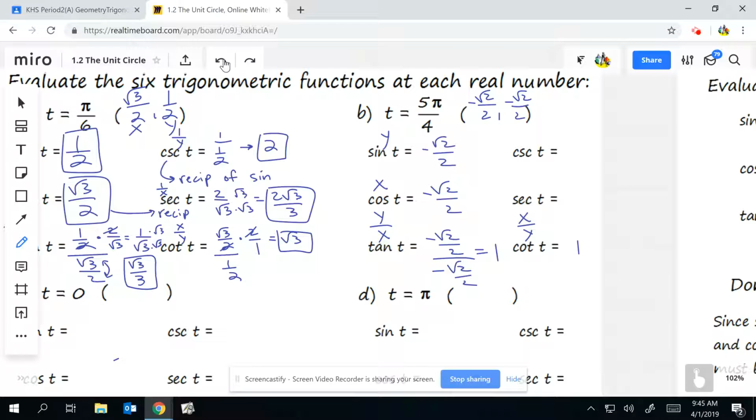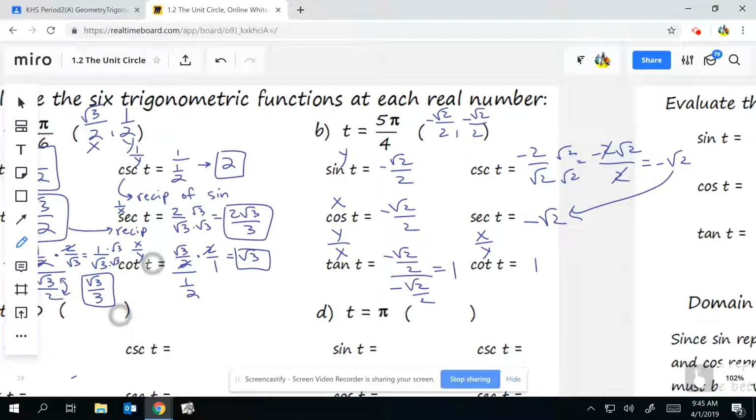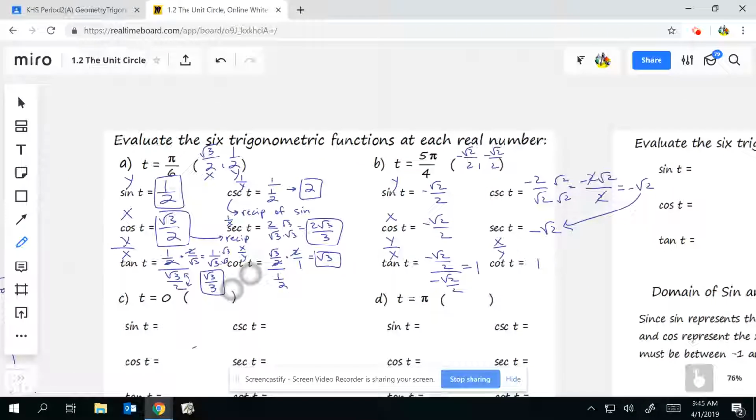Now, for cosecant, though, you're going to need to flip this one around. Negative 2 over radical 2. So you're going to need to get rid of the radical 2. Negative 2 radical 2 over 2. And then you can cross out the 2's. So you're just going to get negative radical 2. But the great thing is secant is exactly the same as cosecant because cosine and sine were the same. So this negative radical 2 is going to come in your answer here as well. So there's your 6 trig functions of letter B there.